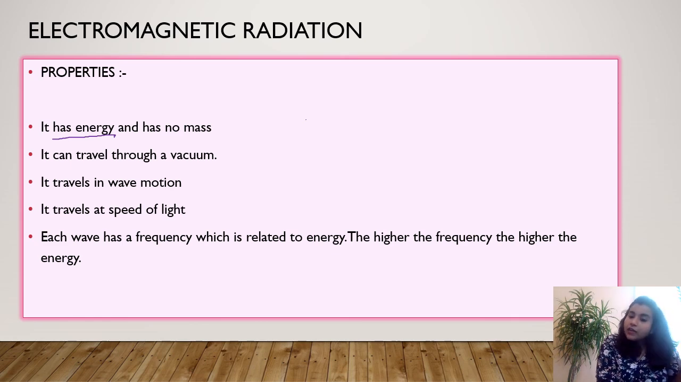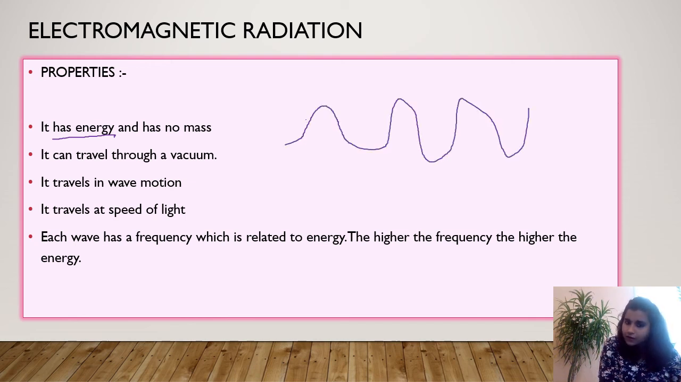Now if you expose the electromagnetic radiation in vacuum, they can travel. That means they do not need any medium for traveling. They can travel through a vacuum, right? और ये कैसे travel करते हैं? It appears in wave motion. Wave means crest and trough like this, right? So it travels in wave motion. And it travels with the speed of light. Speed of light is 3 into 10 to the power 8. Yes, so it also travels with the speed of light.